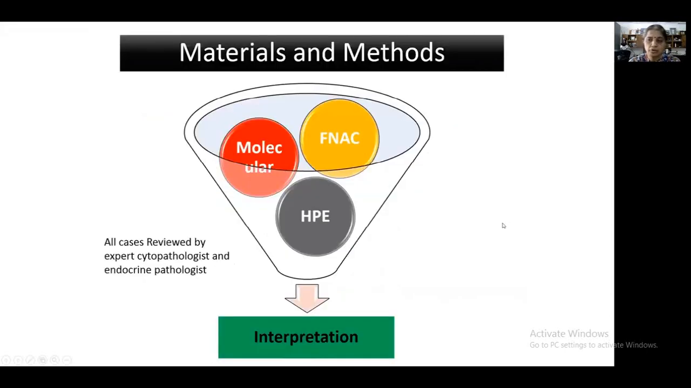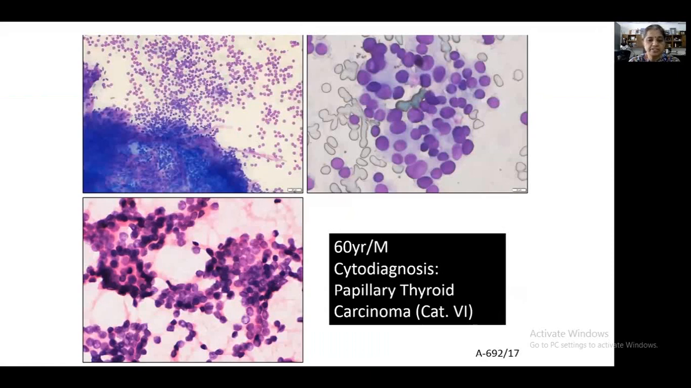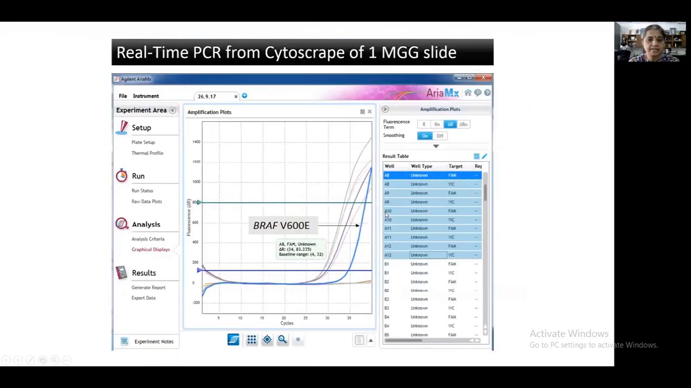So we reviewed all our cases, selected out the smears, did the cytoscrape, did the DNA extraction, and went on. Just to demonstrate some cases, this was a classical PTC, category 6. And when we did real-time PCR from one slide cytoscrape, this corresponded to the BRAF V600E mutation.